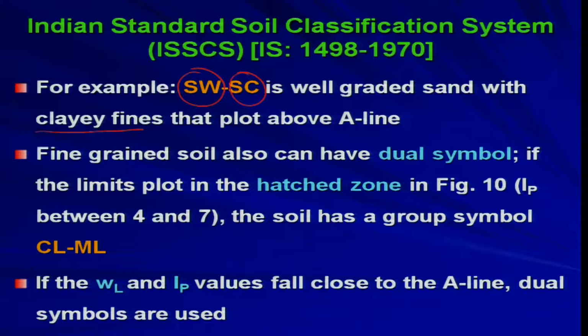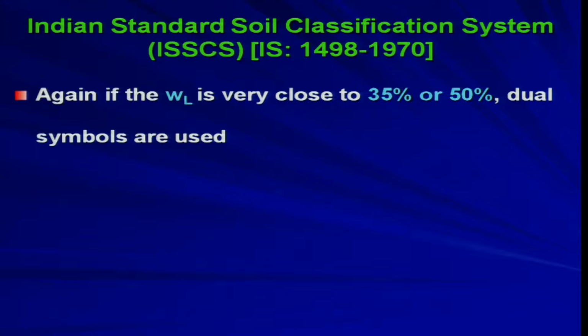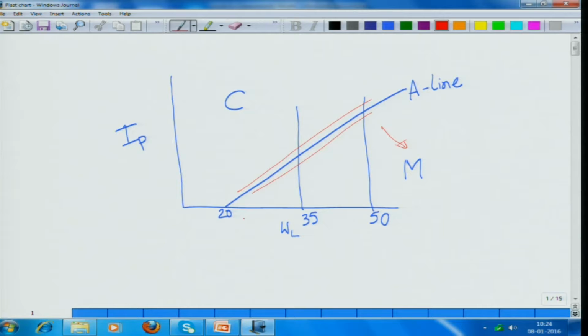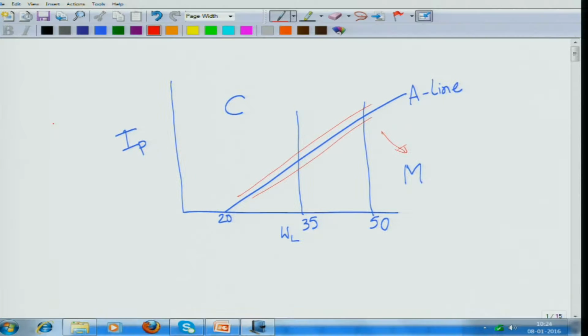So, the statement says if the liquid limit and plasticity index values fall close to the A line, as I showed you, dual symbols are generally used. Now, again, if the liquid limit is very close to 35%, that is the vertical line, if you recall, or 50%, then dual symbols are used. If we go back to the plasticity chart once again, we will see how they will be classified as dual symbol.